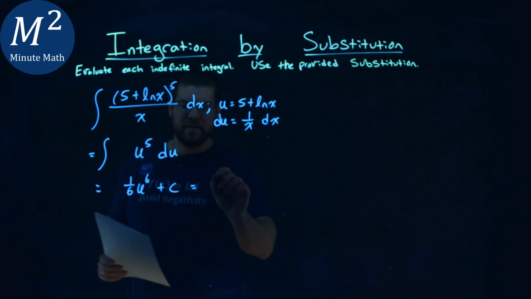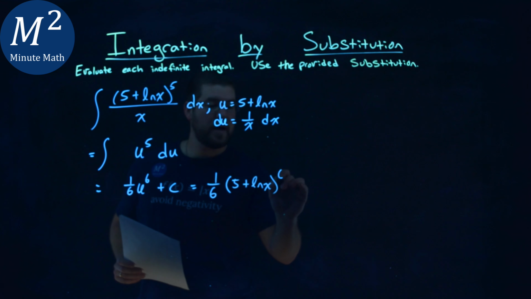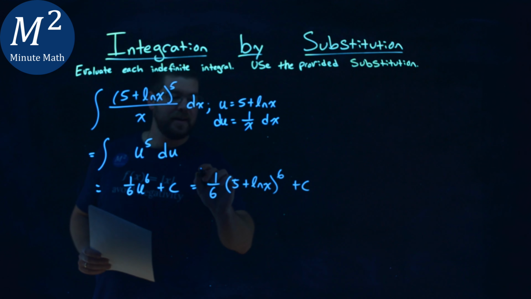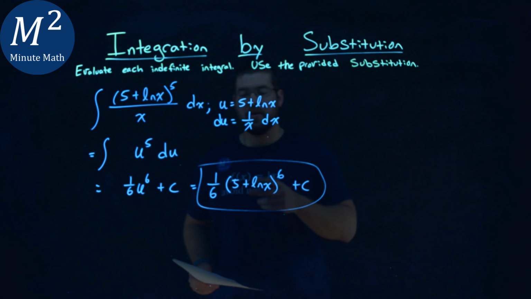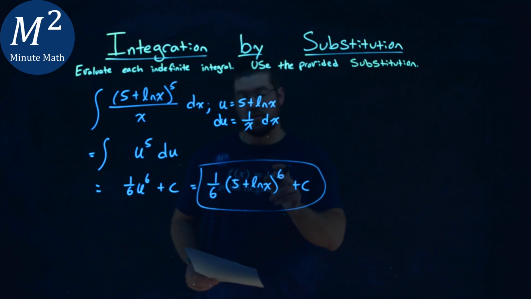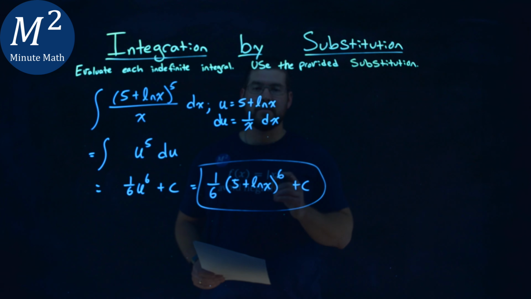From there, we just substitute u in. It's pretty simple here. 1/6 comes out front, and u is 5 plus natural log of x to the 6th power plus c. And that is it. Our final answer is 1/6 times 5 plus natural log of x to the 6th power plus c.